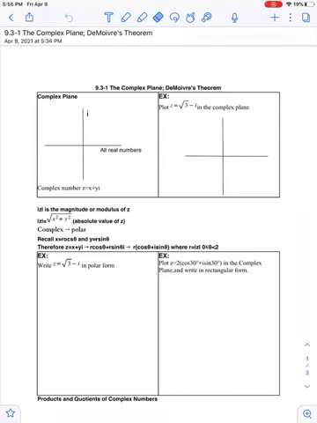Hey y'all, so let's go over 9.3. In the first section we're going to look at, the first thing is just making sense of what the complex plane is. It looks just like an x and y coordinate plane, but the x's now are all real numbers, and the y is the imaginary numbers.